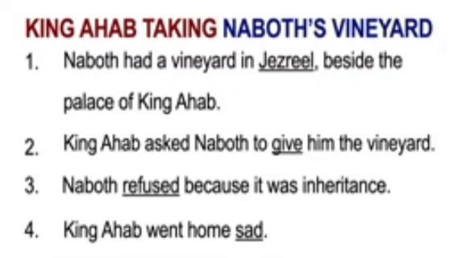The incident in which King Ahab took Naboth's vineyard. Naboth had a vineyard in Jezreel beside the palace of King Ahab. King Ahab asked Naboth to give him the vineyard, that is, to sell it to him for a vegetable garden. Naboth refused to sell it to King Ahab because it was an inheritance from his forefathers. King Ahab went home dejected, rather you can say sad or disappointed, and refused to eat.